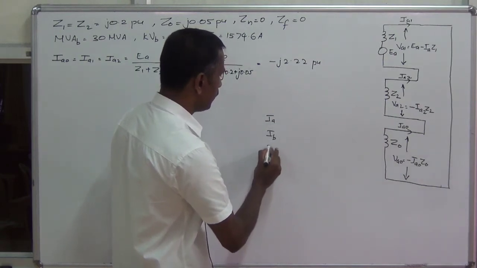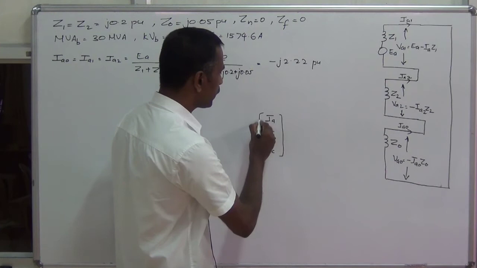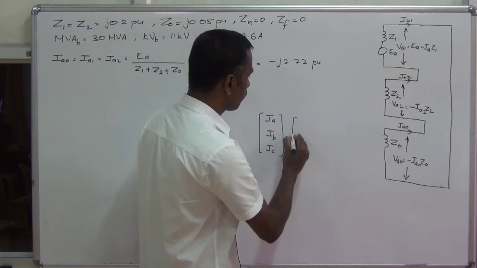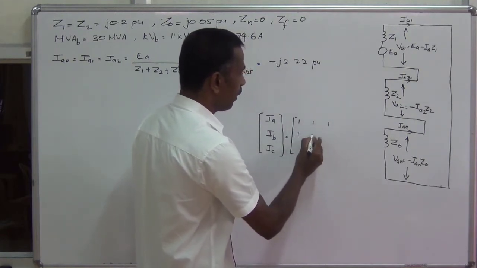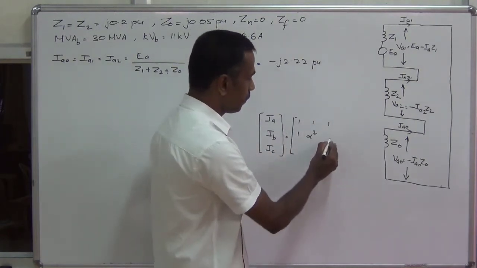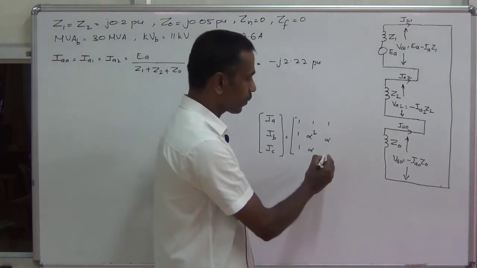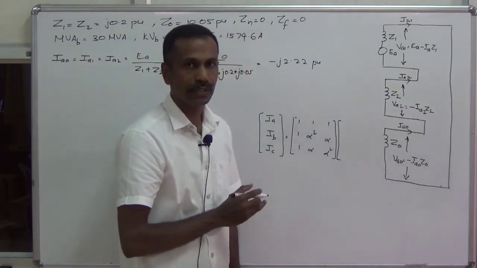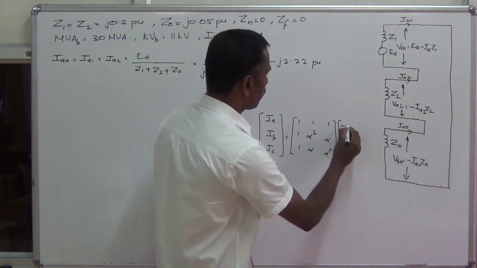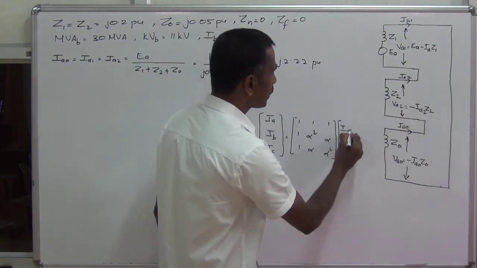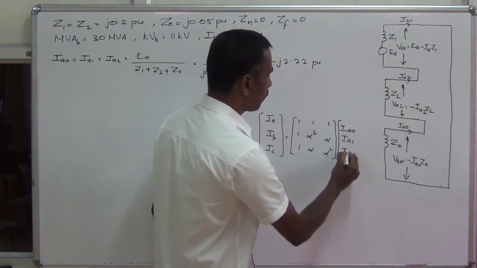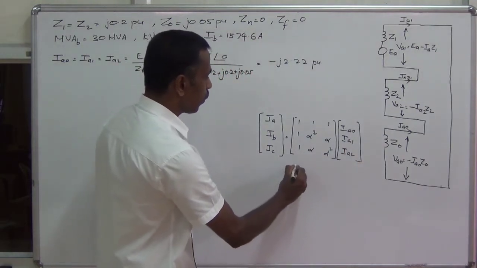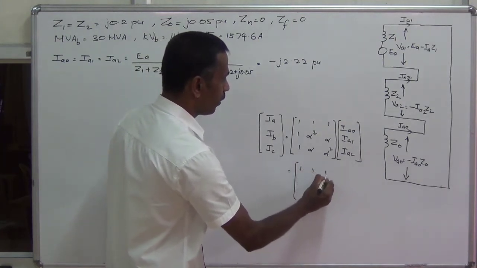IA, IB, IC. This is our matrix equation to convert the sequence current into phase current. 1, 1, 1, 1 alpha square alpha, 1 alpha alpha square into the sequence current, that is IA0, IA1, IA2. So this is equal to 1, 1, 1.